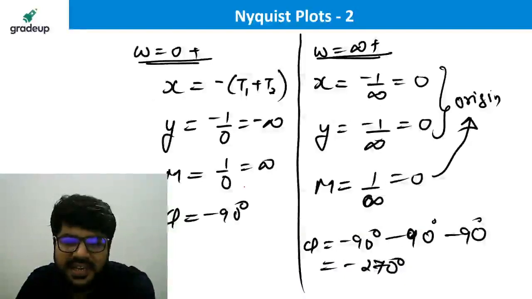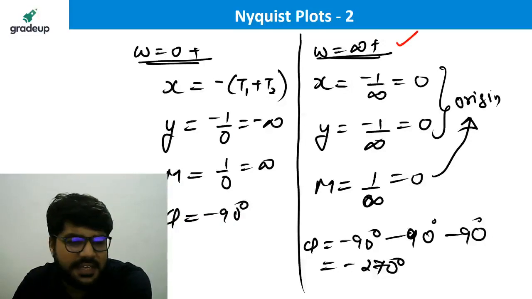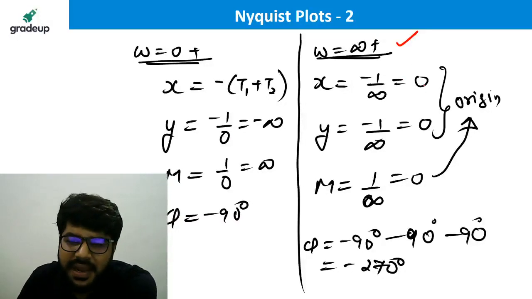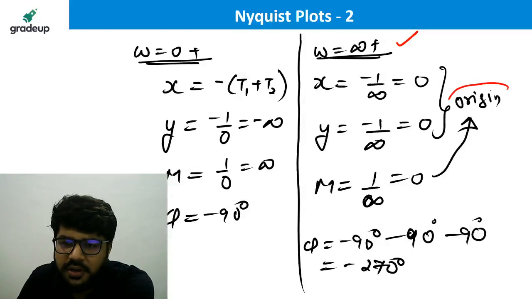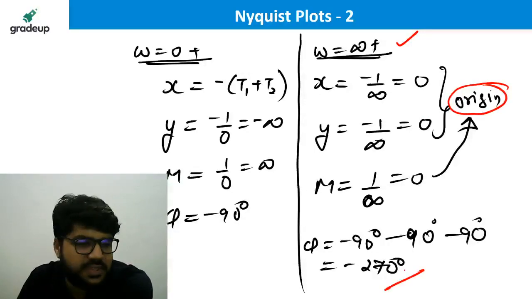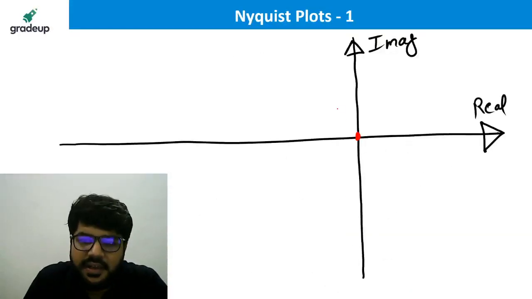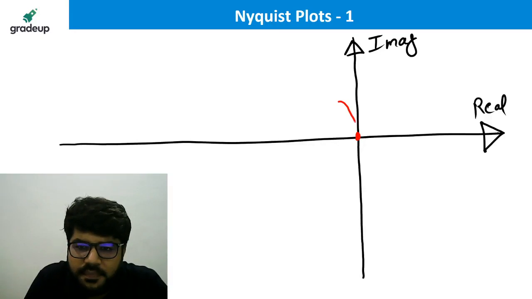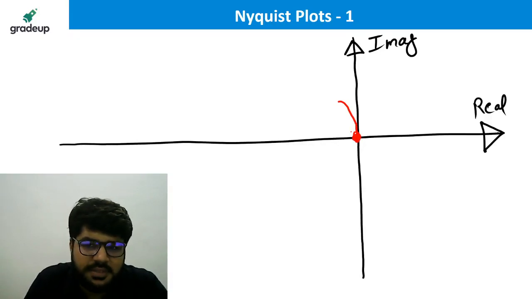By the 0 plus and infinity plus point first of all. Let us see infinity plus first. At infinity plus, the magnitude is 0, matlab origin point, but with phase minus 270. Phase minus 270, touching the positive y-axis. Minus 270 means positive y-axis, right?